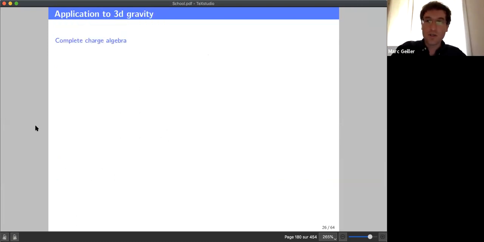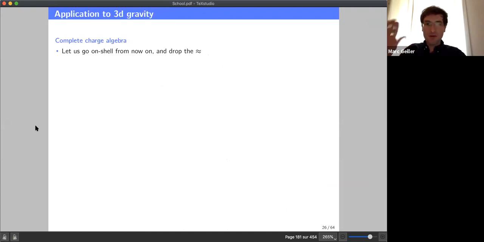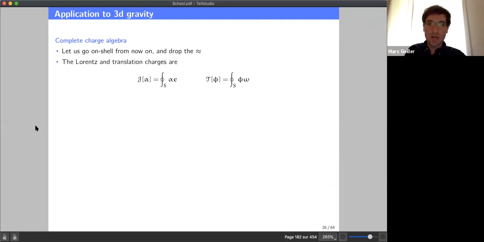Okay, so now that we have the charge of the Lorentz transformations, we can compute the full charge algebra between Lorentz transformations and translations. So from now on, just for convenience, let's go on shell once and for all and drop these weak equalities, because I don't want to keep track of them and then forget them and create confusion. I will just assume that we are on shell. So whenever I write J alpha and T alpha, I really write the boundary piece, the charge, which is this surface integral.